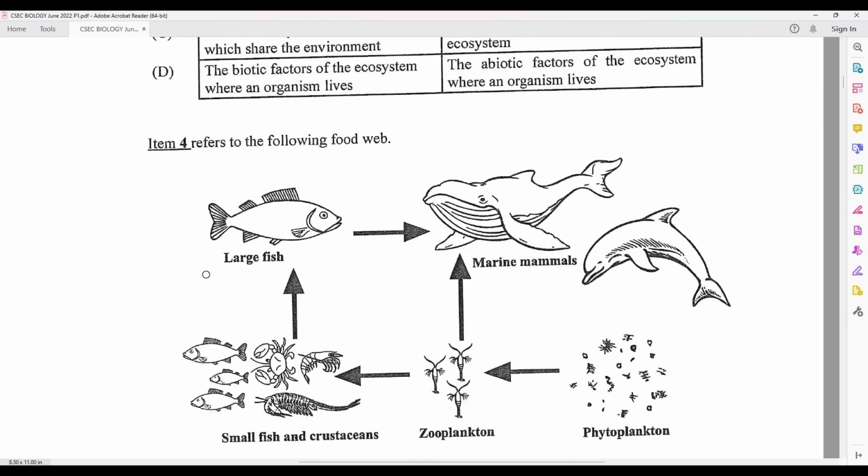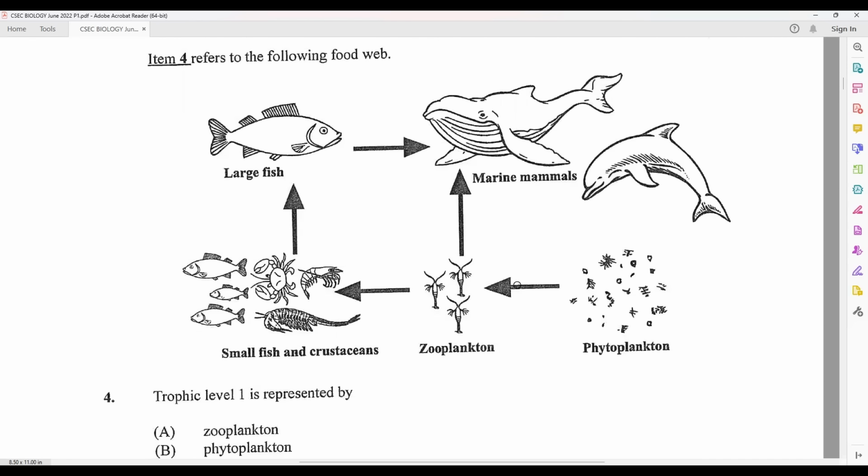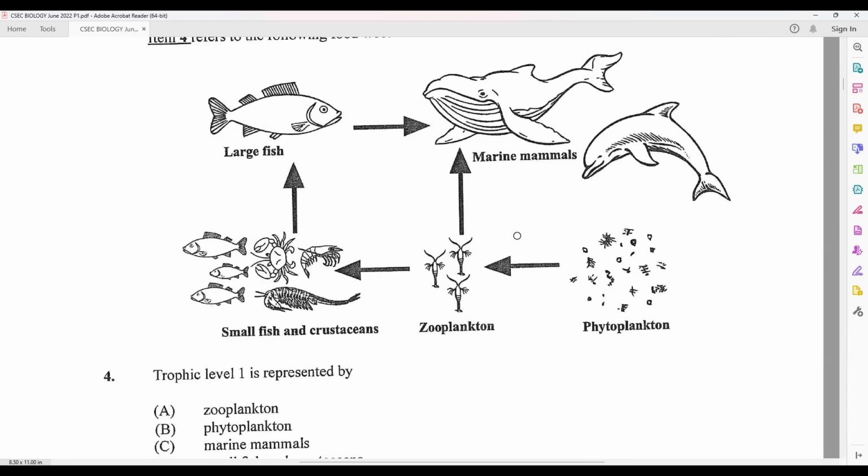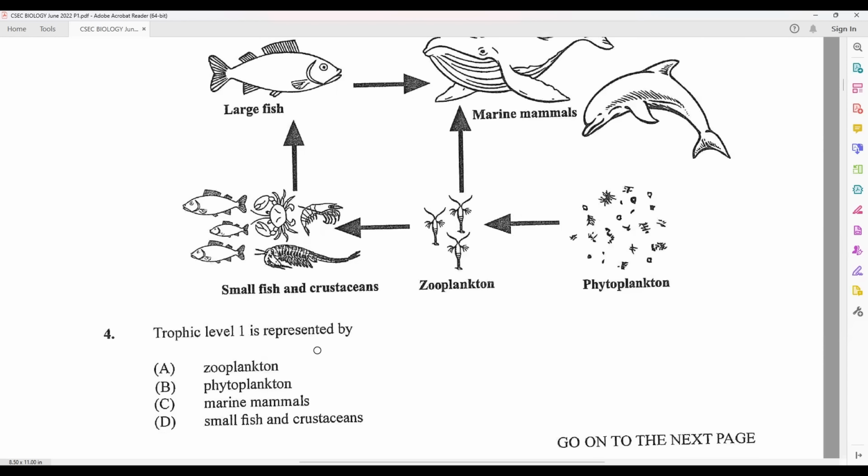Item 4 refers to the following food web. We see the producer being phytoplankton, and we have zooplankton, small fish and crustaceans, large fish and marine mammals. And trophic level 1 is represented by phytoplankton. B.